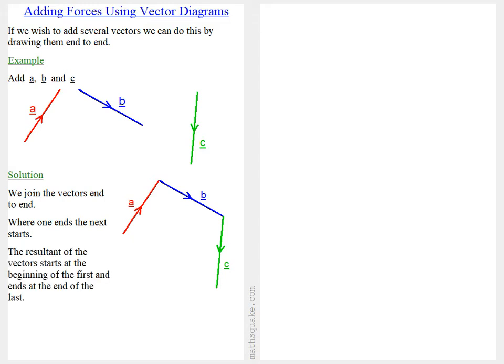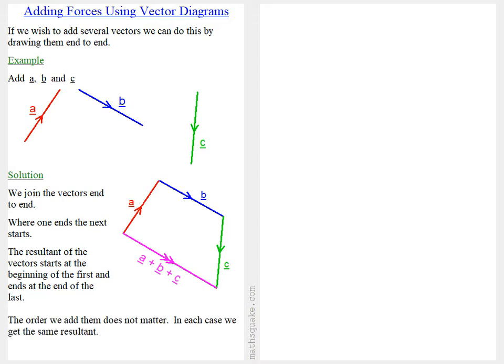Now, the resultant of the vectors starts at the beginning of the first and ends at the end of the last. So, we draw the vector A plus B plus C, starting at the beginning of A and ending at the end of C. Now, the order that we add them doesn't matter. In each case, we get the same resultant.